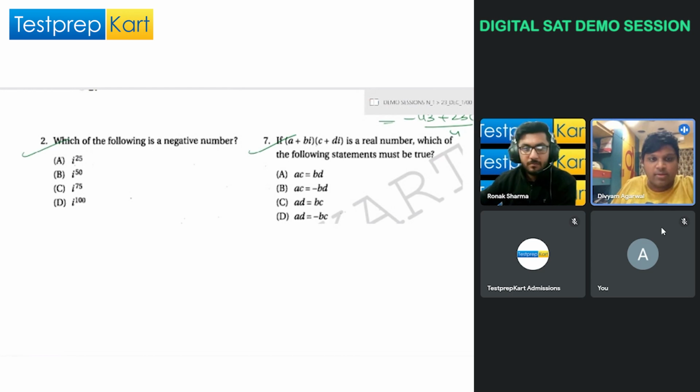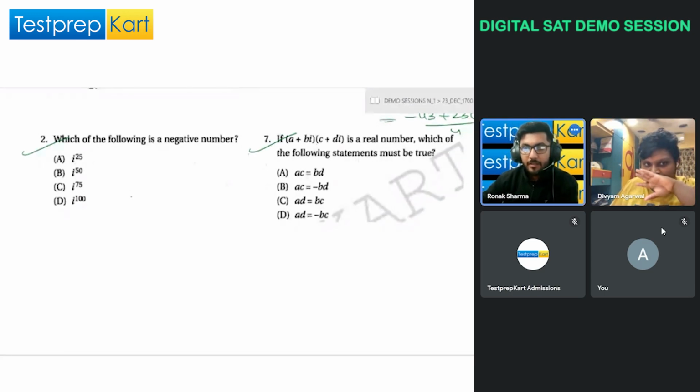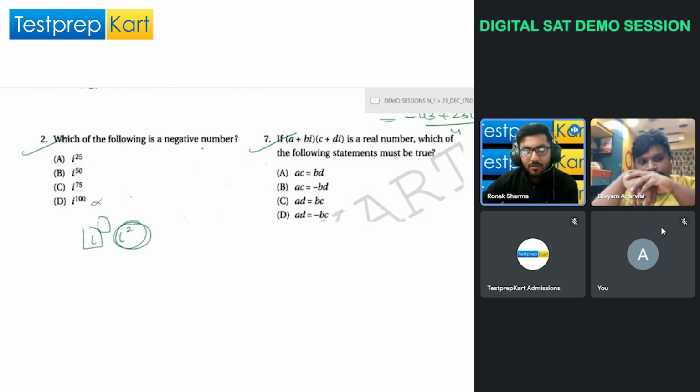Second one, the answer is A. Just a second. Negative number, right? So you just need to see where iota square will be created. For that, whatever the multiple of power 4 should be there times iota square. I think this will go on.